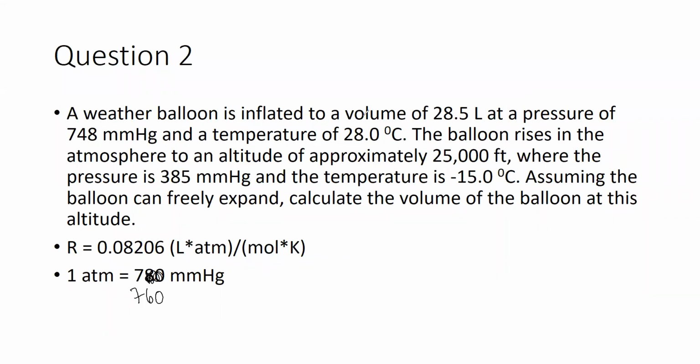So weather balloon, volume of 28.5, pressure of 748, and a temperature of 28 C, right? I do that, and I let the balloon rise 25,000 feet in the air, where the pressure is now 380 torr and minus 15 C. Assuming this balloon is free to expand and contract, what is the volume of the balloon at this new altitude?